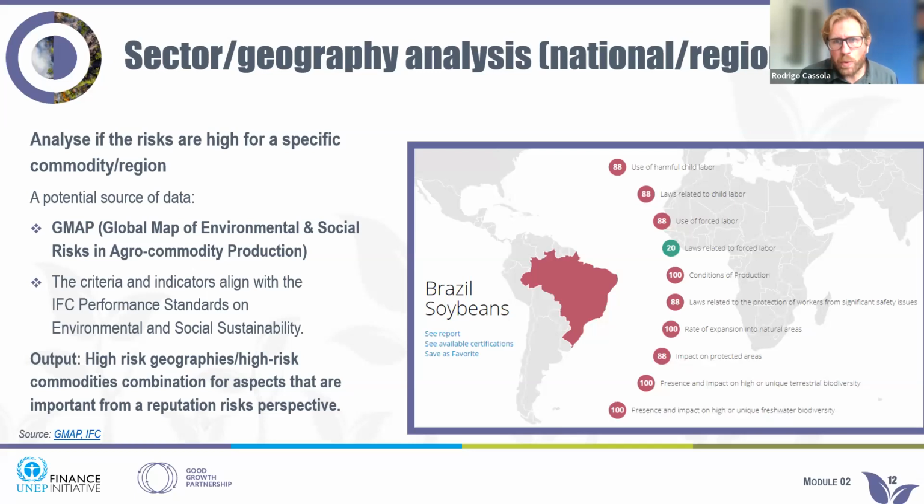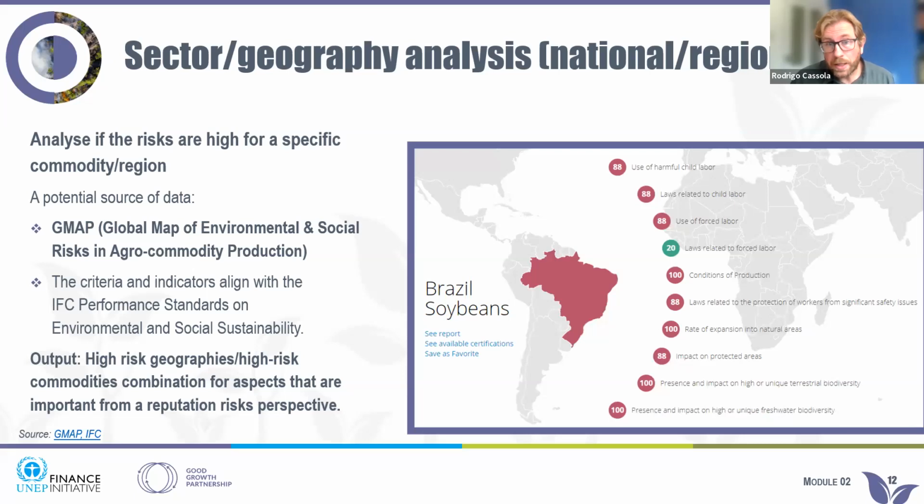In the example here, we have an example from soy production in Brazil using GMAP, which is one tool from IFC that is freely available. So, the Global Map of Environmental and Social Risks in agro commodity production. That's one tool that you can use if all the information you have available is the country where the company operates or where it is sourcing from.